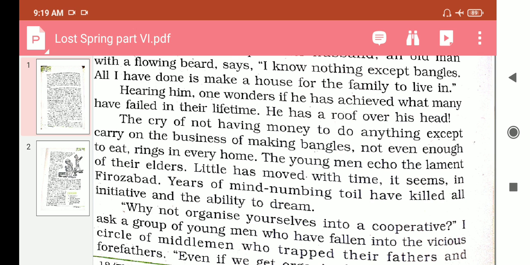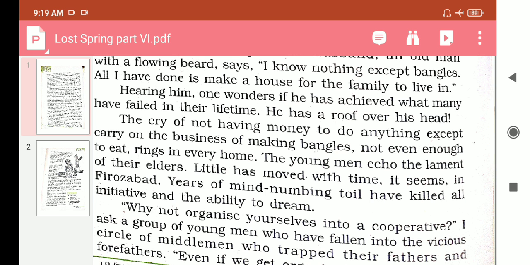Rings means a sound which is repeated. Echo means repeat. Lament means complaint. Mind means numbing or boring. Toil means physical hard work done to earn a living.